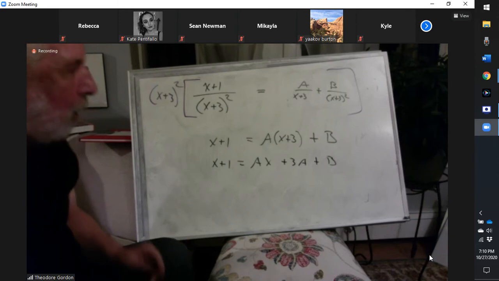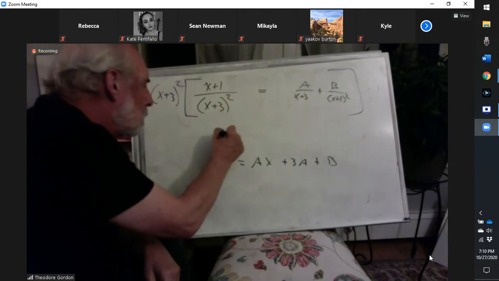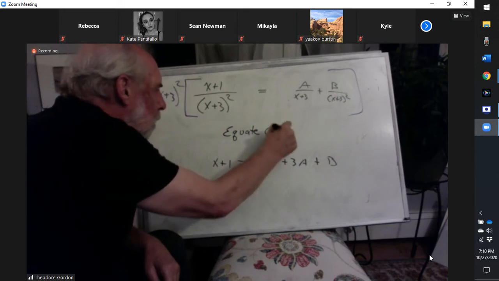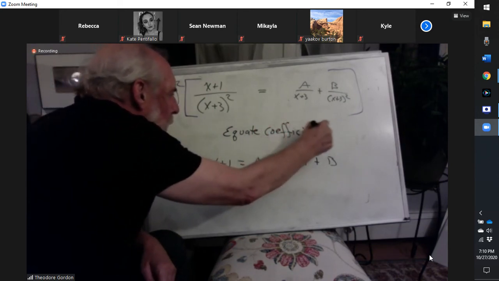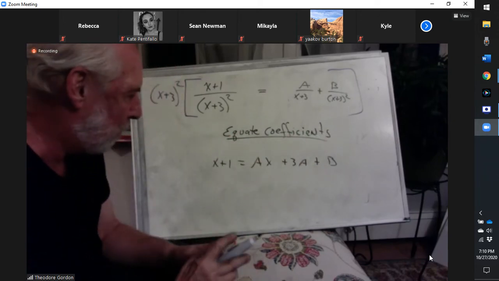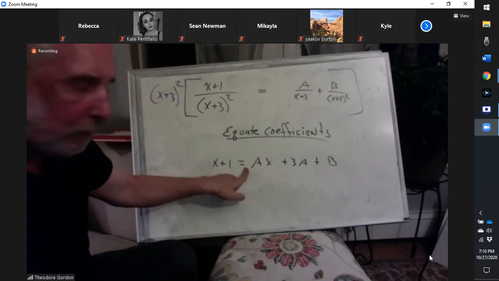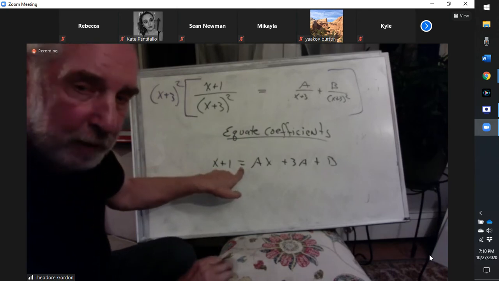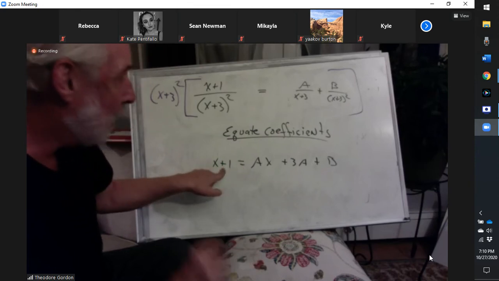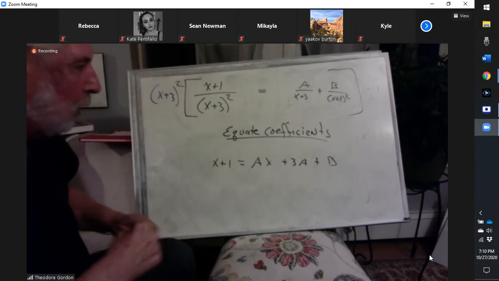And here's how we're going to solve this. We're going to do something called equate coefficients. It's like a little bit of a game here, right? Now, because this is an algebraic relationship, you think of this as the equal sign, but you need to think of it as the word is, meaning this side is that side. So they have to match up.